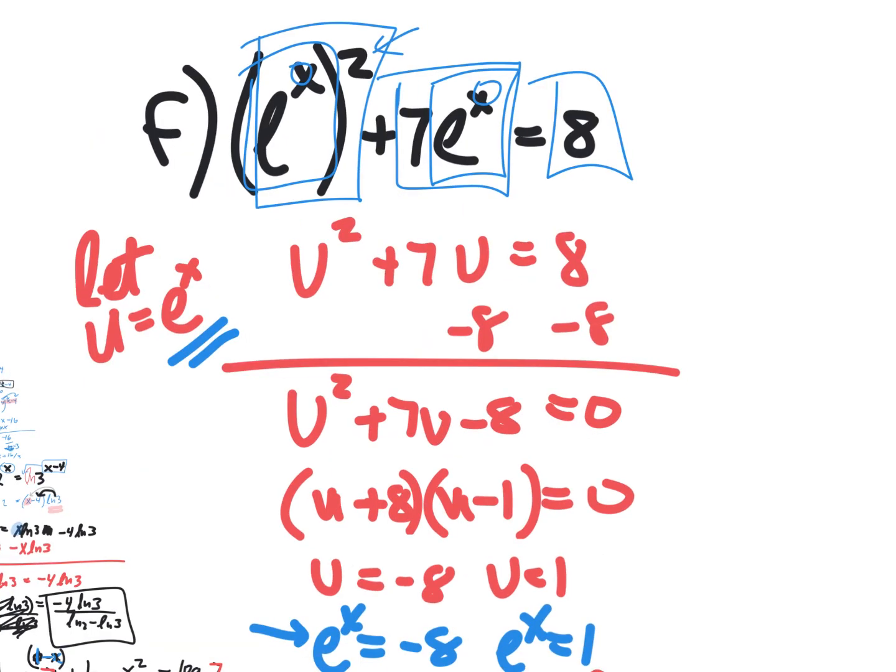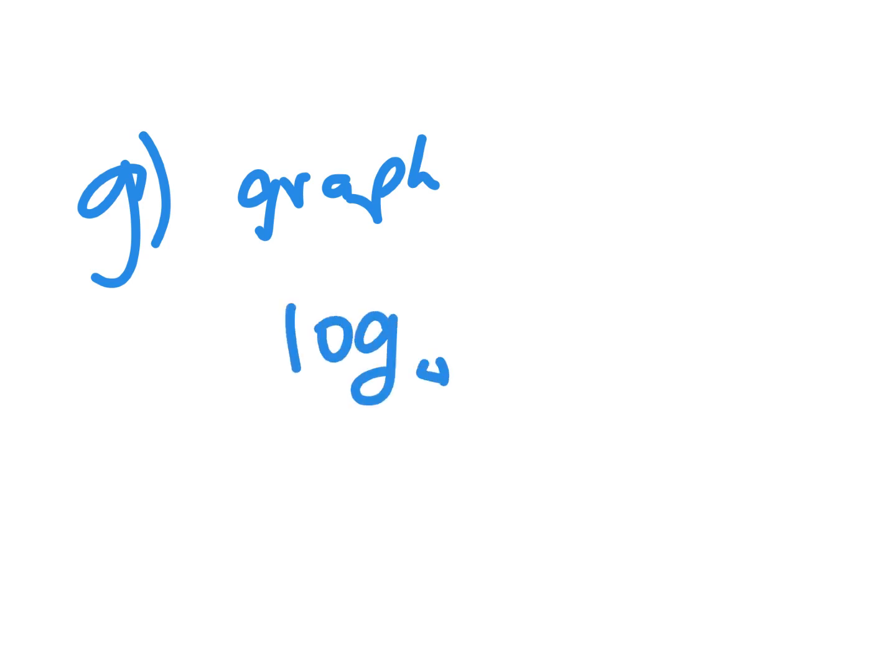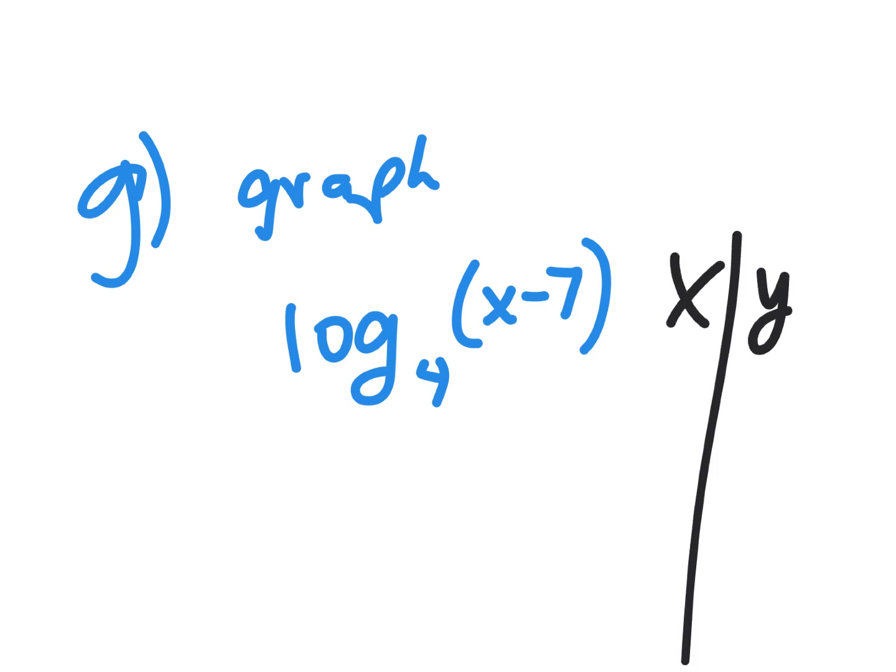All right, and now G is for graph. If I just say graph, you should be able, with your partner, to come up with 3 points and the asymptote for this. Log base 4 of x minus 7. Hint, don't just stick in 0. It won't even work. I mean, you can stick in anything you want, but be smart about what x's and y's you pick. I want the asymptote and 3 other points.